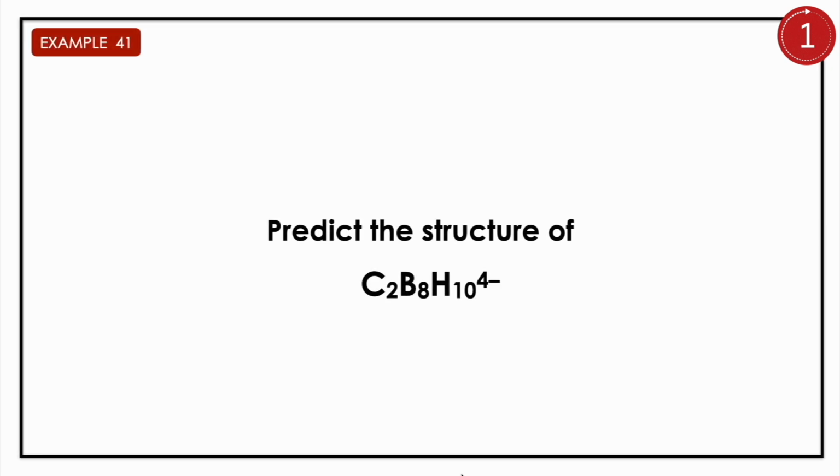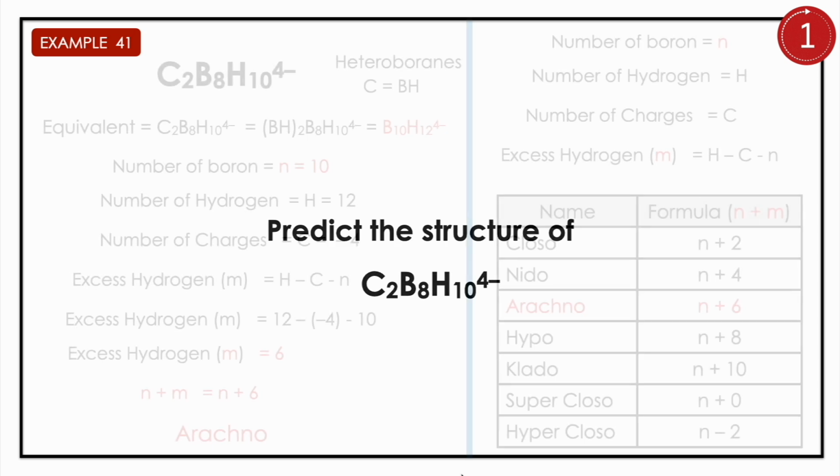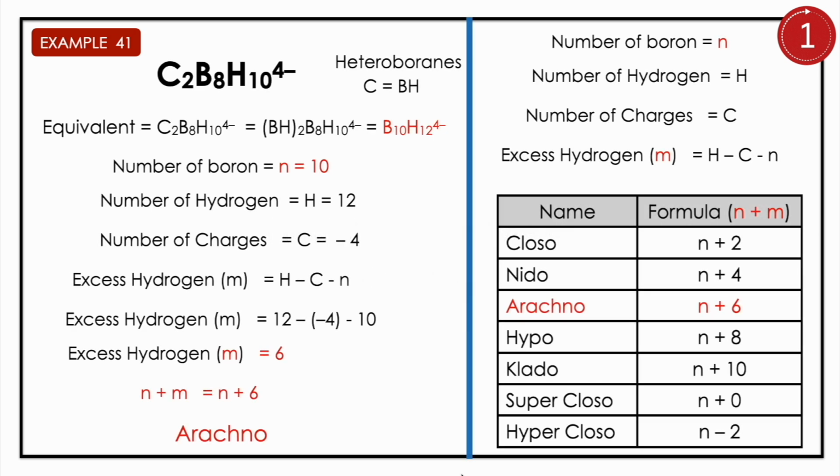Then the next example, you have C2B8H10 4 minus. You should find the structure of the molecule using Wade's rule. Here the given compound is C2B8H10 4 minus, that is a borane with heteroatom carbon. So it is a heteroborane.